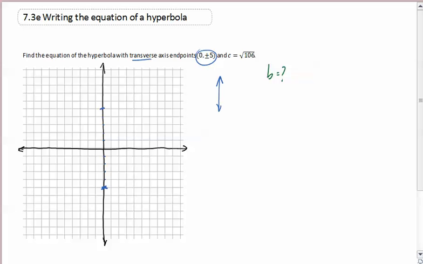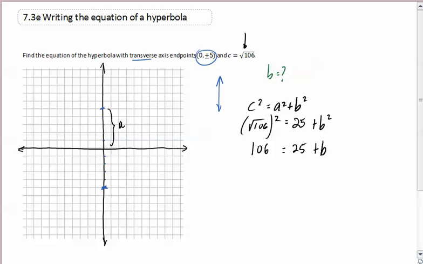The way I'm going to get B is I'm going to plug into this formula. Here's C, so the square root of 106 squared is equal to, well, this right here is my A, so 25 plus B squared. So 106 is equal to 25 plus B squared, and we get that B squared is equal to 81. So we get B is equal to 9. So now we can finish up with those marks.